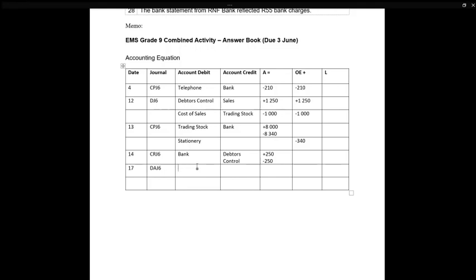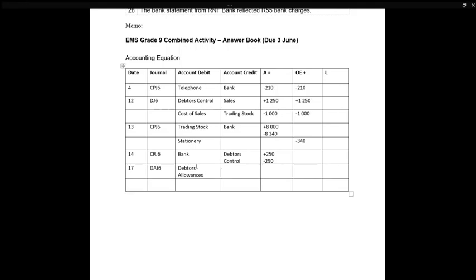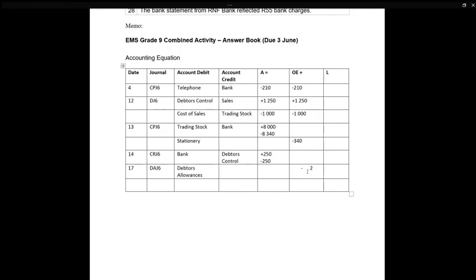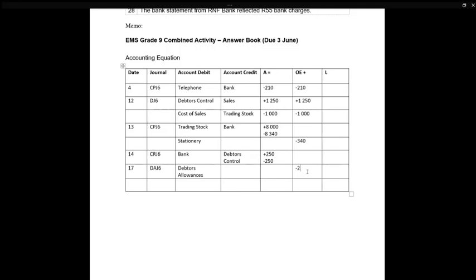Therefore, we are going to create an expense account. Remember, sales is an income. We need the opposite of that now. That will be an expense. An expense account called debtors allowances account. And this is an expense account. It will have a negative influence on owner's equity. Remember, all expenses will always have a negative influence on owner's equity. And the amount that he is returning is 250 Rand. 250 Rand that needs to be deducted from his account. Okay?